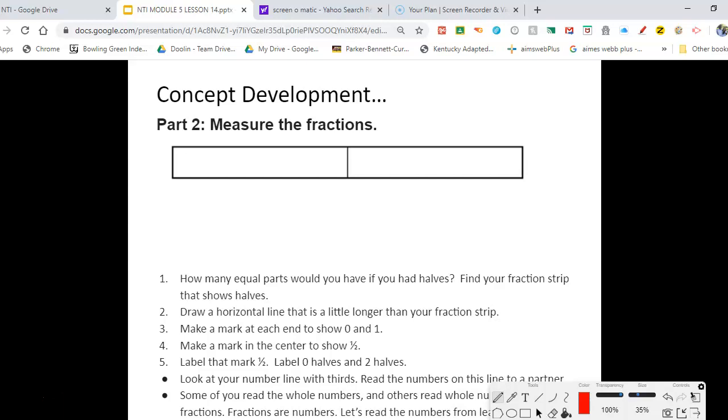2 is exactly right. So now I want you to draw a horizontal line that is a little longer than your fraction strip, just like we did in the last one. So draw a horizontal line that's just a little bit longer so we can label those endpoints. And sorry, I had to do mine a couple of times. So let's label these endpoints. We have 0 and we have 1. Put your arrow showing that the number line is continuous and it keeps on going.